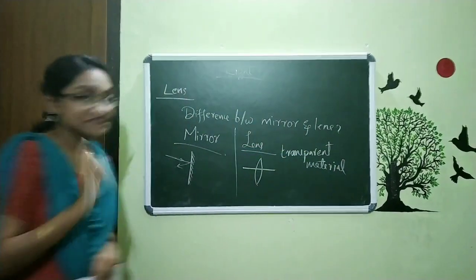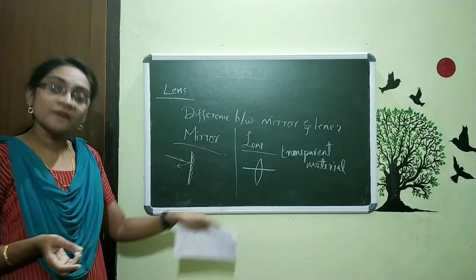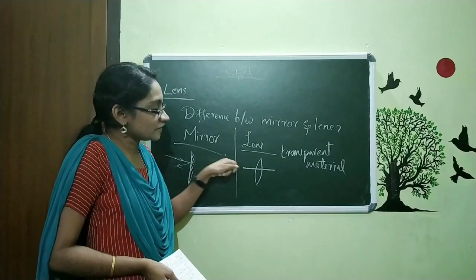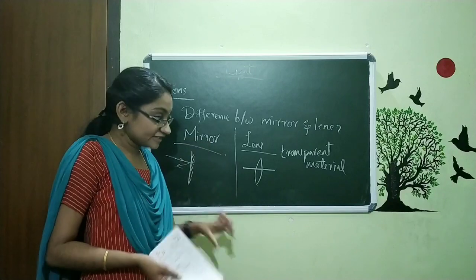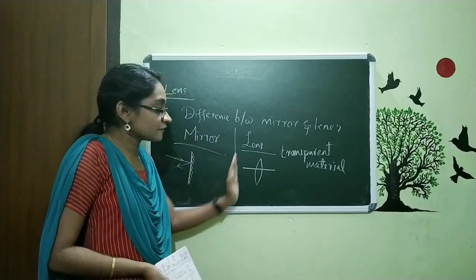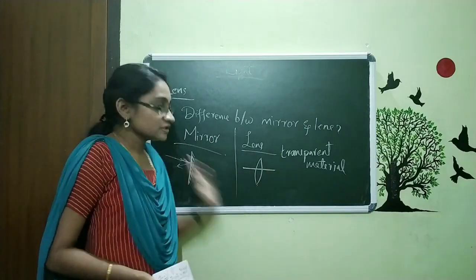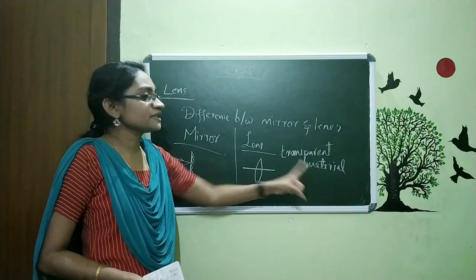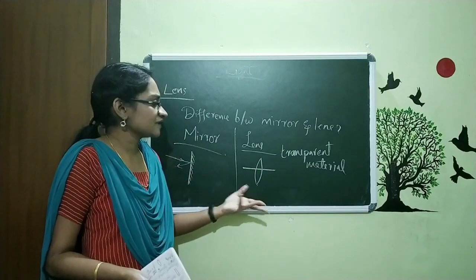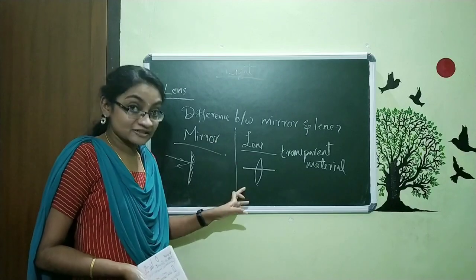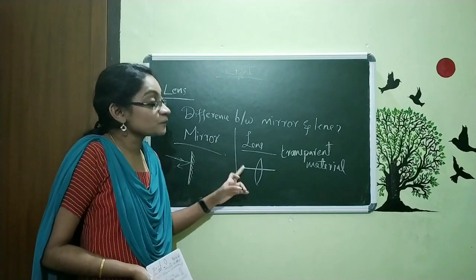Transparent material means the material which allows light to pass through. Here, when we are giving light from one point to another, what happens? The light will properly transfer from this point to this side. So we can say it is transparent material. Obviously the glass is transparent, so our lens is transparent and it allows light to pass through it.